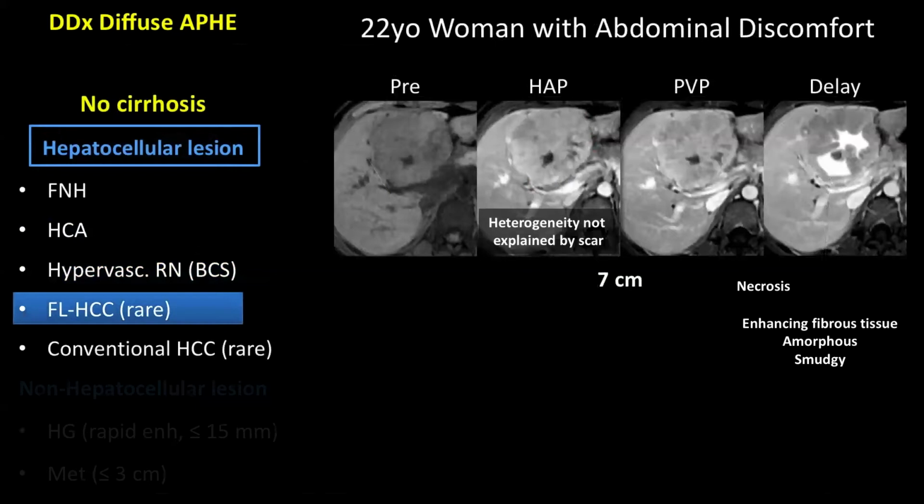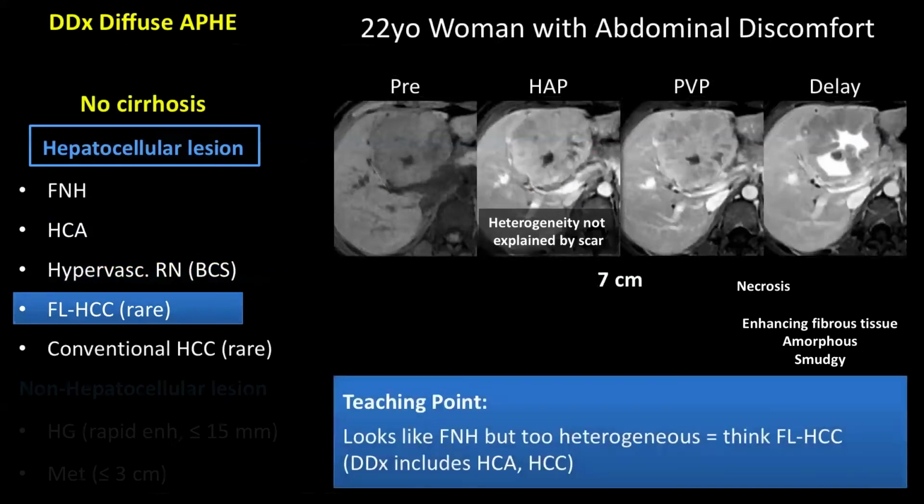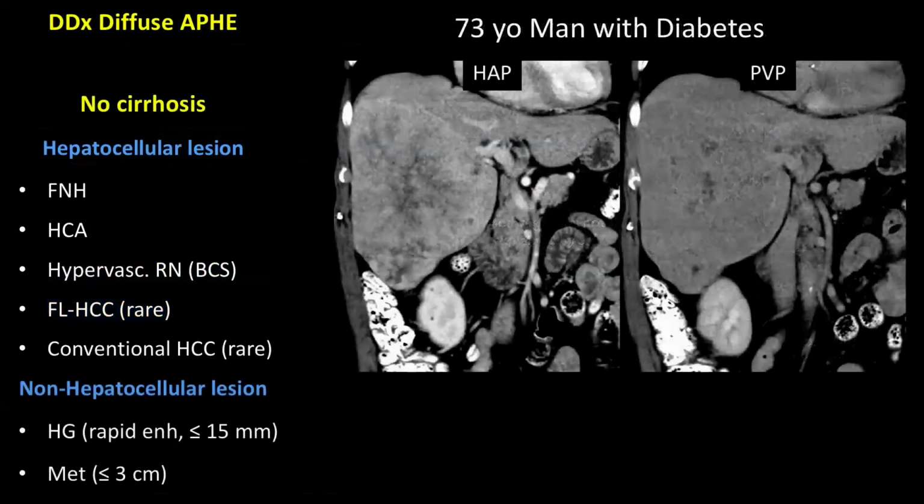So fibrolamellar HCCs have areas of fibrosis, but the areas of fibrosis are smudgy. They're not delicate and well-defined, and fibrolamellar HCCs often have pockets of necrosis. Teaching point: looks like FNH, but too heterogeneous. Think fibrolamellar HCC.